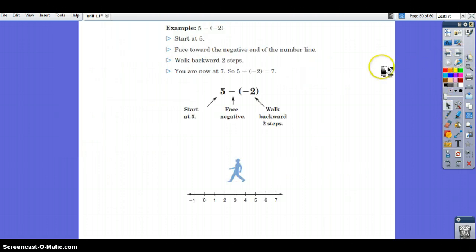So another example, 5 minus -2. What's your first step? You need to start at 5, face towards the negative end of the number line because that's where our sign is, and walk backwards 2 steps. You are now at 7. So 5 minus -2 equals 7. Another trick that I learned when I was growing up was whenever you saw a negative sign and a negative sign right after it, you were supposed to change that into a positive.